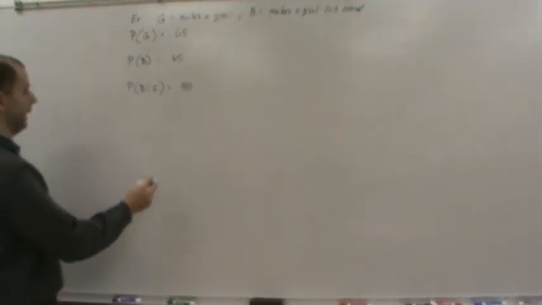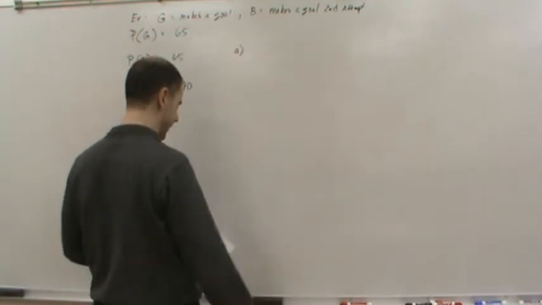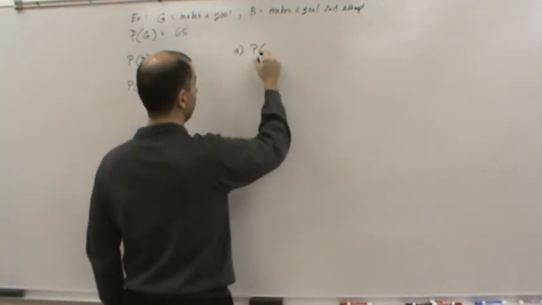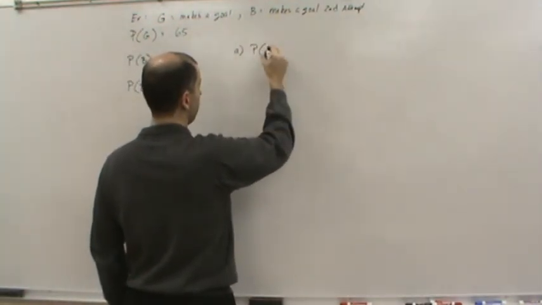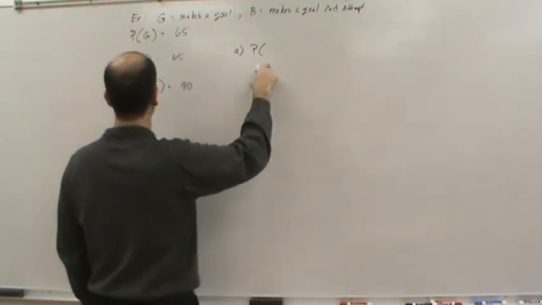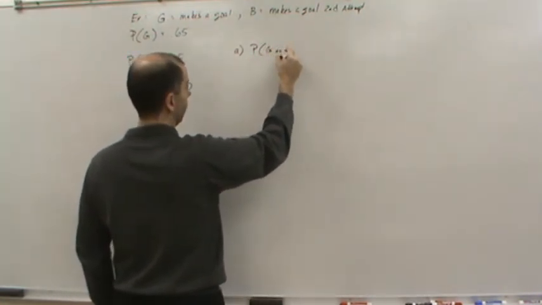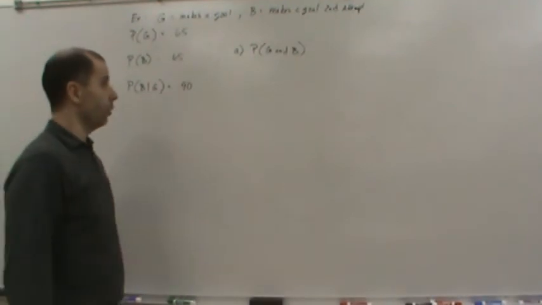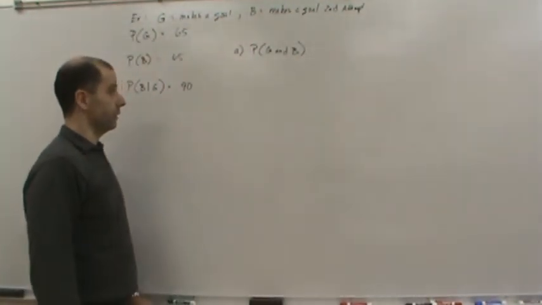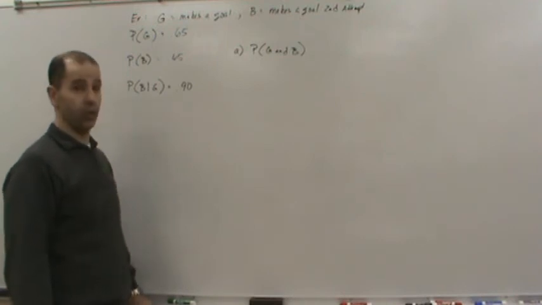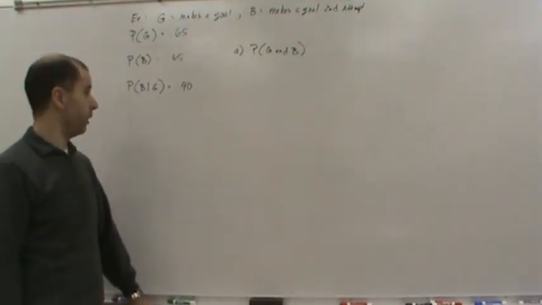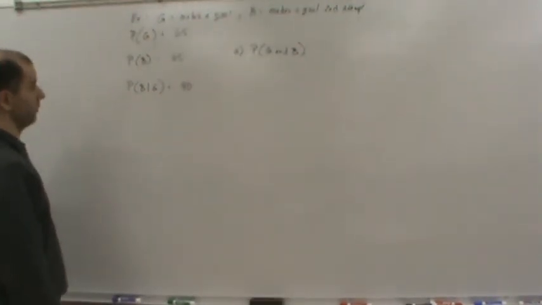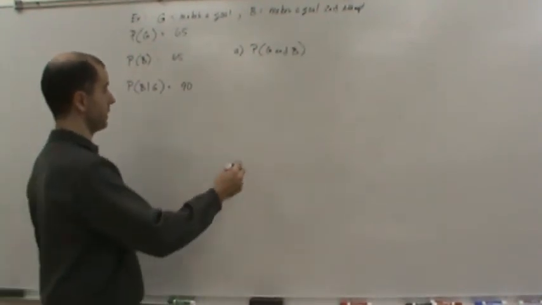Now, part A asks, what is the probability that he makes both goals? So he makes the first goal and the second goal. Well, we can use the conditional probability. What's the probability of making the first goal? That's going to be 0.65.